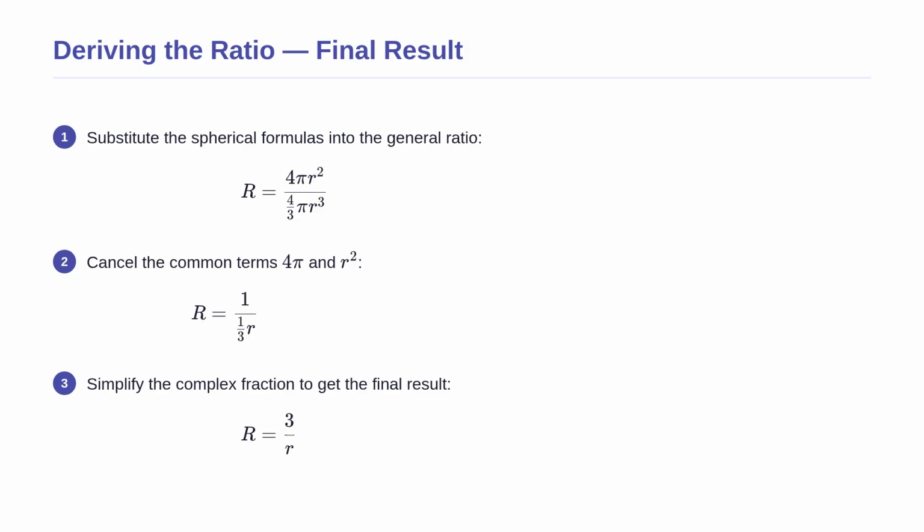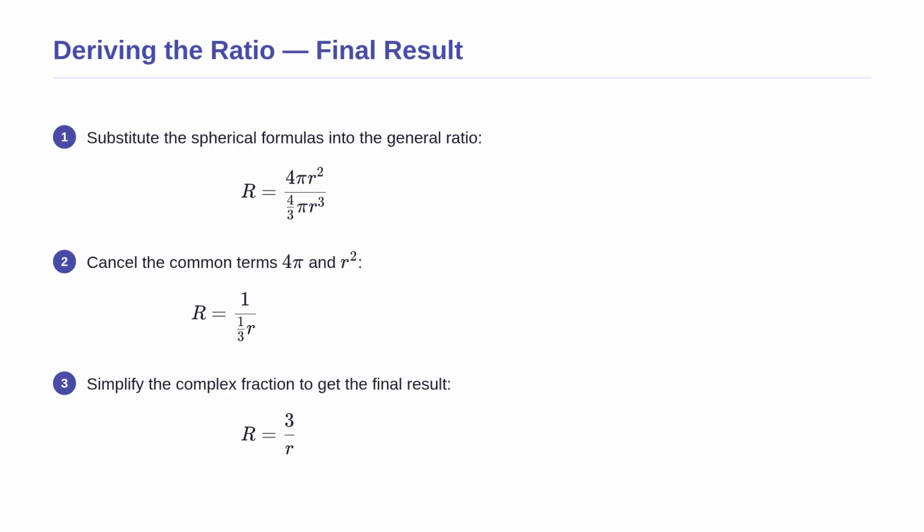Continuing our derivation, we substitute the formulas for surface area and volume into our main ratio equation. The numerator is 4 pi r squared, and the denominator is 4/3 pi r cubed. Now we look for common terms to cancel. The 4 and the pi in the numerator and denominator cancel out perfectly. We also divide r squared by r cubed, which leaves a single r in the denominator.